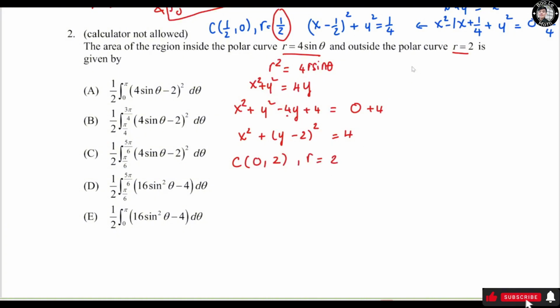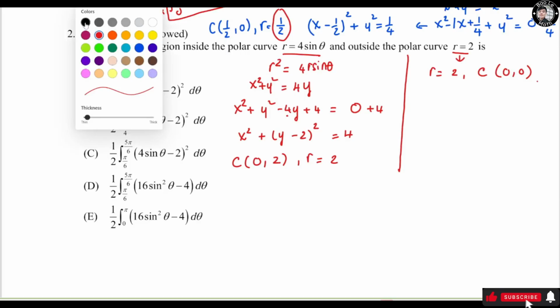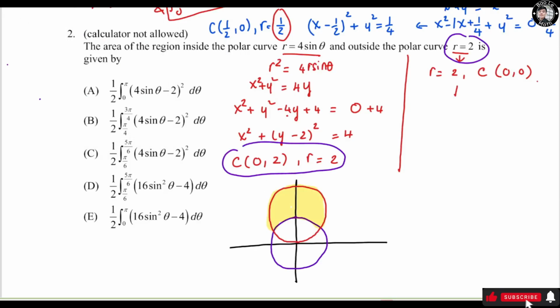Now similarly, this one is the circle with the radius 2. And the center is going to be the origin, right? So if you sketch this figure, it's going to be something like this, right? And observe that this region is symmetric about the y-axis, right? So you just calculate the area of one region and you multiply by 2, right?